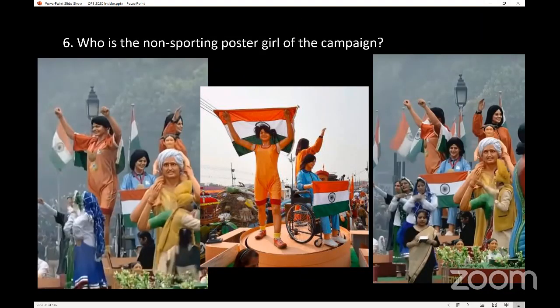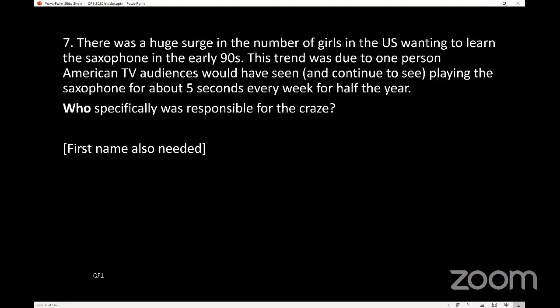All right, so this seems to be a simple enough question. So we'll go on to question 7. There's a huge surge in the number of girls in the US wanting to learn the saxophone in the early 90s. This trend is entirely due to one person American TV audiences would have seen and still continue to see playing the saxophone for about 5 seconds every week for around half the year. So who specifically was responsible for this craze?